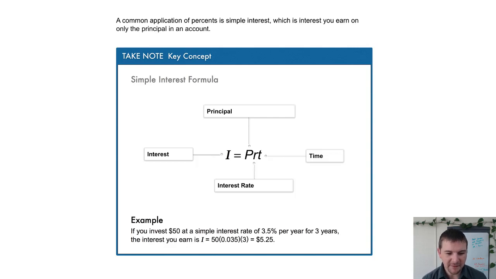If you invest $50 at a simple interest rate of 3.5% per year for 3 years, the interest you earn is I equals 50 times 3.5%, but written in decimal form, 0.035, times 3 for 3 years, and that equals $5.25.